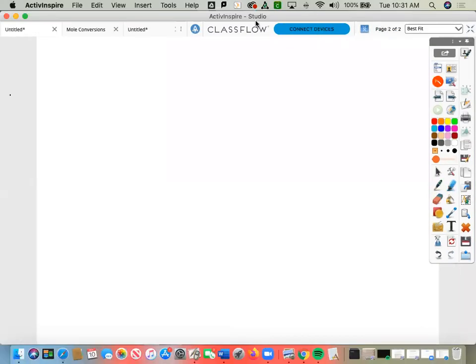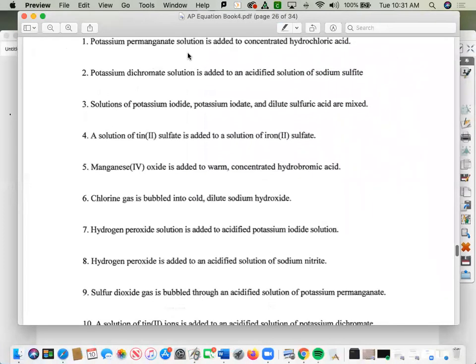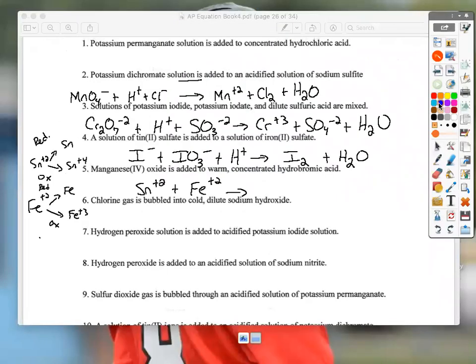Darn, the bell's going to ring here any minute. So what that means is if the tin is going to be reduced, my product will be Sn. If the iron is going to be oxidized, Fe plus 3.